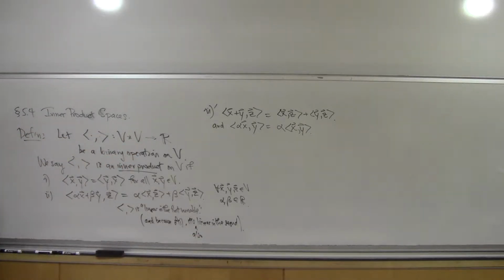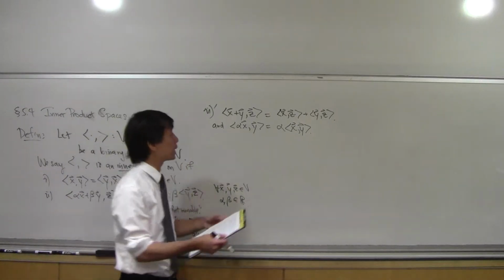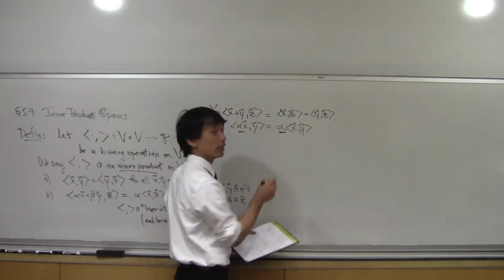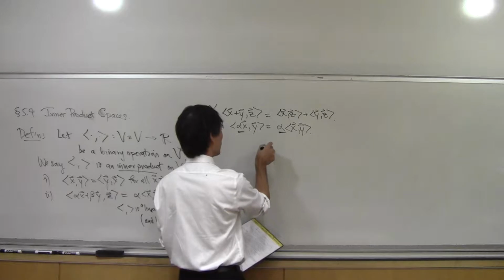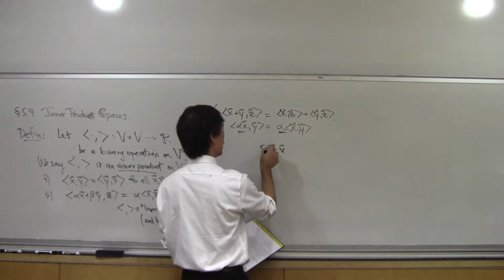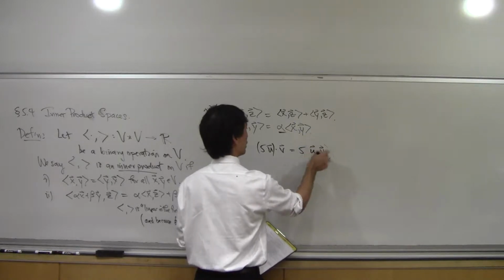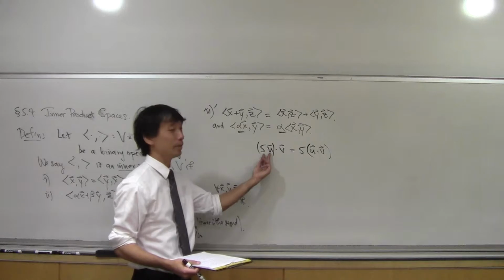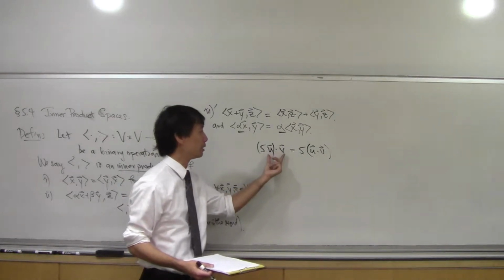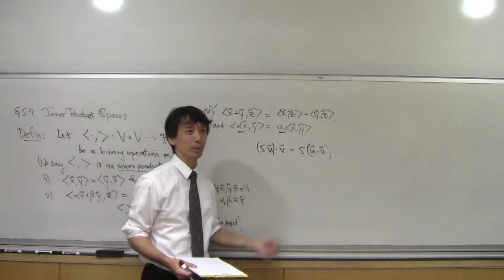Yeah, Laura. Are you confused with the second part of 2? So this is a scalar. Just like if you have the dot product and you have 5 times u dot v, that's the same thing as 5u dot v. That's all we're saying here: you can multiply by the scalar and then do the dot product, or you can do the dot product and then multiply by the scalar.